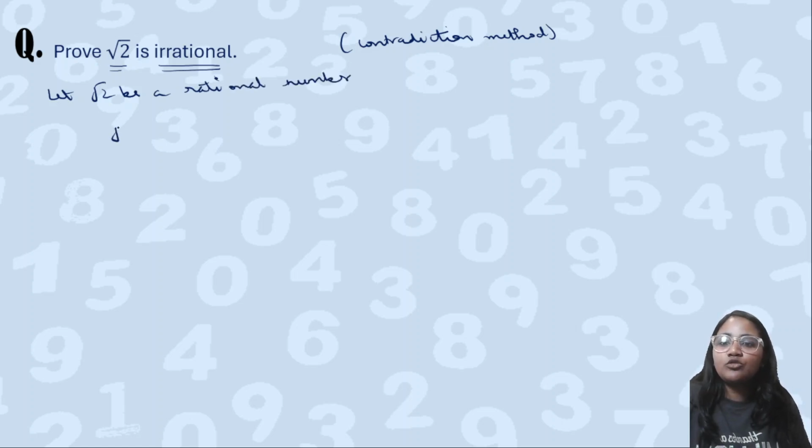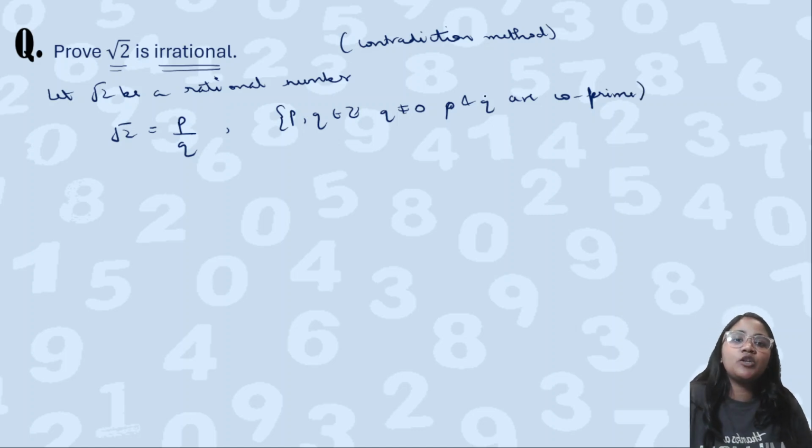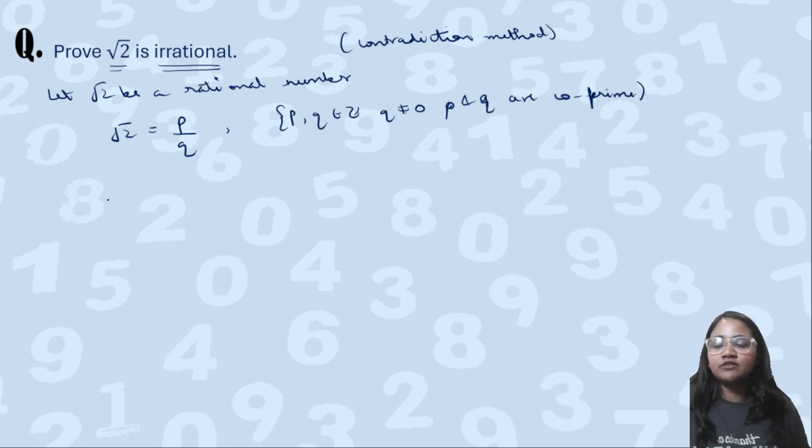So how can we write root 2? We know every rational number's definition is p by q, where p and q belong to integers, q not equal to 0. And here we take one thing more, that p and q are co-prime. So it means we are taking the rational number in the simplest form. It means p and q have no common factor except 1. We need to keep this in mind. Okay, now we have this, so let's proceed further.